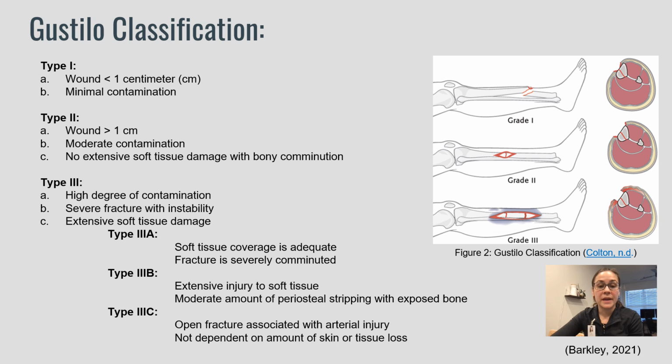For type 3A, the soft tissue coverage is adequate, but the fracture is severely comminuted. For type 3B, it is an extensive injury to soft tissue and moderate amount of periosteal stripping with exposed bone. For type 3C, it is an open fracture associated with arterial injury, and it is not dependent on the amount of skin or tissue loss.